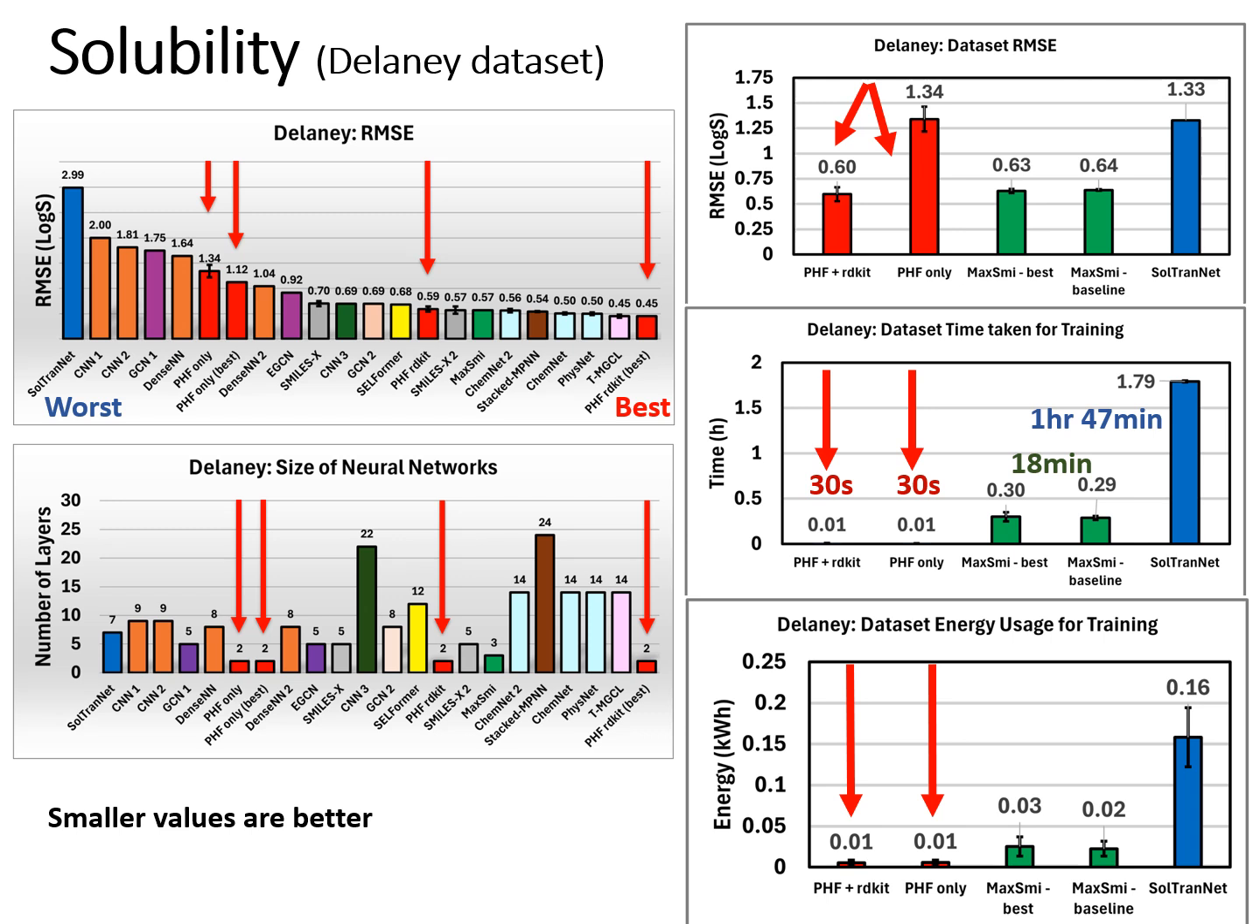However, these are all neural networks, and you can see that the neural networks for PHF are many, many, many times smaller. Taking some of these models and actually running them on a home computer, I was able to compare the time taken and energy usage to do these studies. And as you can see, PHF solves the problem in about 30 seconds, as opposed to 18 minutes or almost 2 hours for some of the other models, and is many, many times more energy efficient.